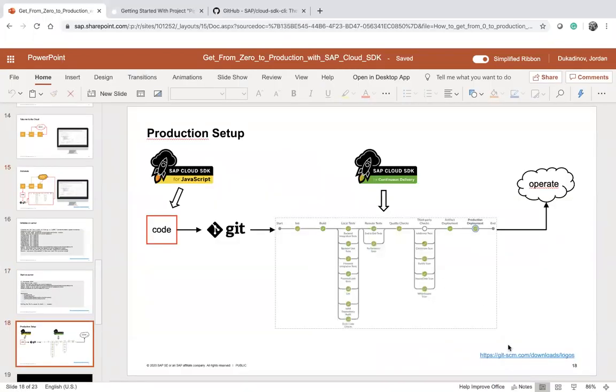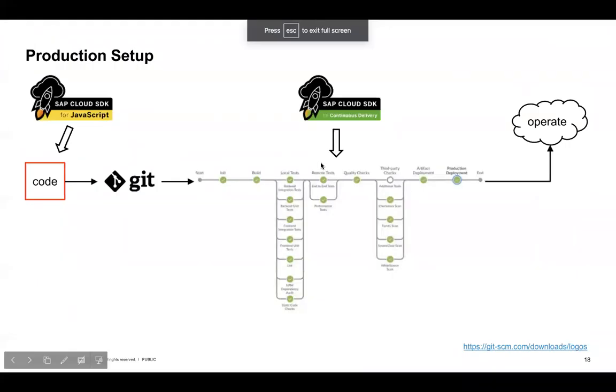If we go one step forward, this is our desired production setup. So we are writing code on the left side, we are pushing it somewhere to GitHub, for example, then the continuous delivery pipeline runs inside of our Jenkins instance, and finally does a deployment to the cloud so that we have to operate it afterwards. And you see that it's a quite complicated pipeline here.